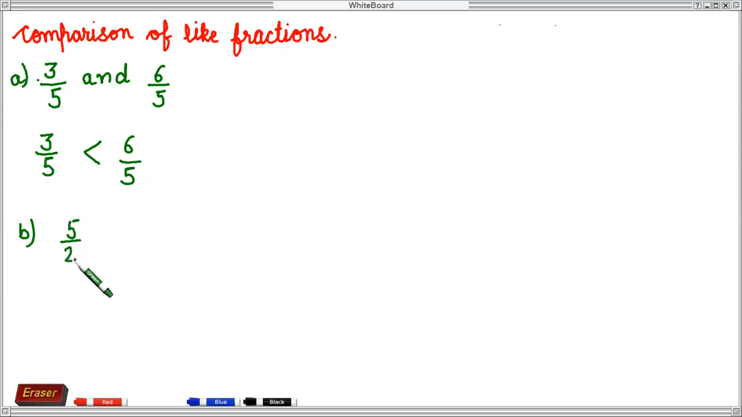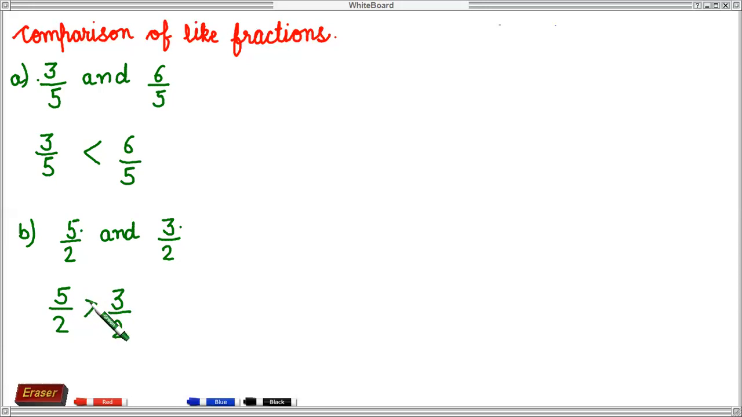5 by 2 and 3 by 2. These are also like fractions because the denominator is the same. So again we have to check only the numerator. This is 5 and this is 3. 5 is greater than 3. So we can see the fraction 5 by 2 is greater than 3 by 2.